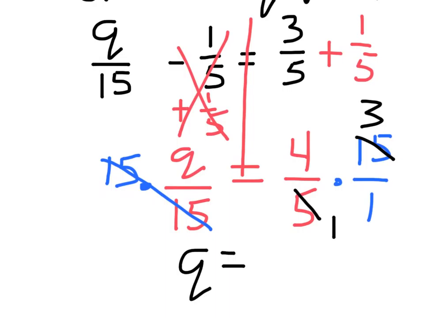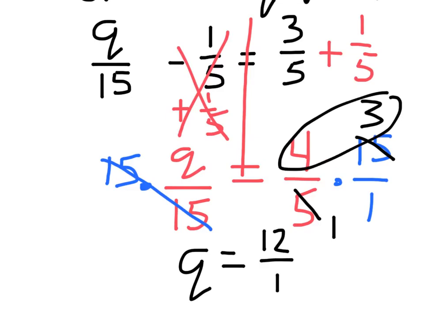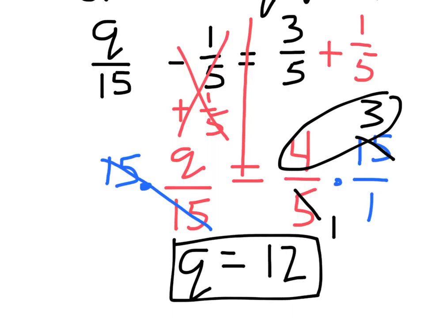on the top I have 4 times 3 is 12. And on the bottom I have 1 times 1 is 1. We all know that 12 over 1 simplifies to 12, so I'm going to get rid of that 12 over 1 and say that q equals 12. That's the first way to do it.